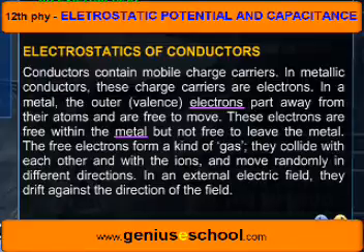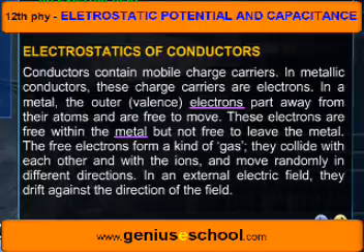Electrostatics of conductors. Conductors contain mobile charge carriers. In metallic conductors, these charge carriers are electrons. In a metal, the outer valence electrons part away from their atoms and are free to move. These electrons are free within the metal but not free to leave the metal.